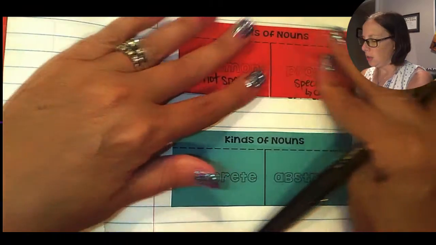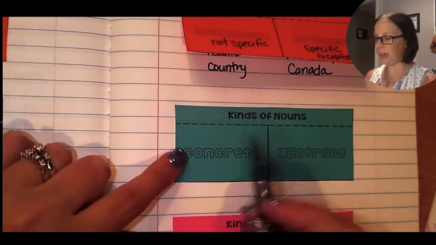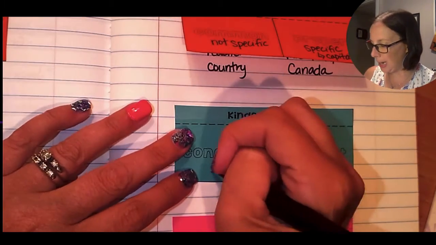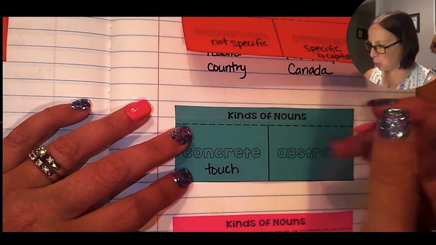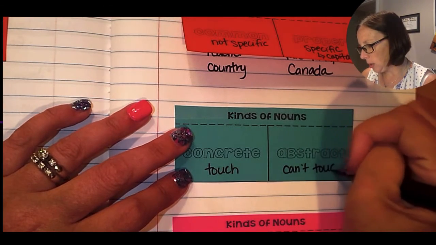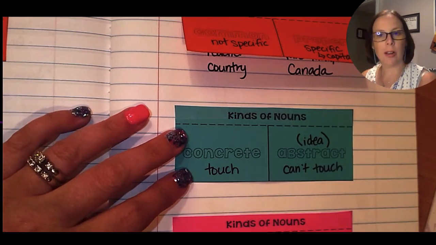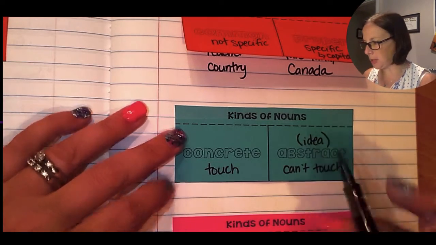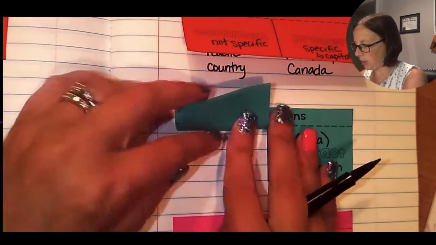Okay? So, next kind of category is concrete and abstract. Okay? Concrete are nouns you can touch. Okay? Where abstract, you can't touch. This is where that fourth noun comes in. Idea. Okay? These are your ideas. Okay? So, here are some examples.